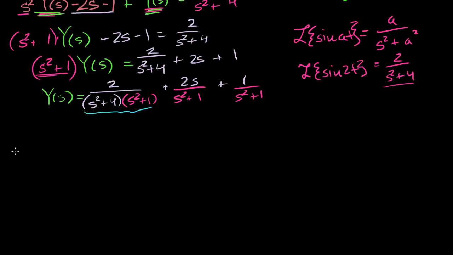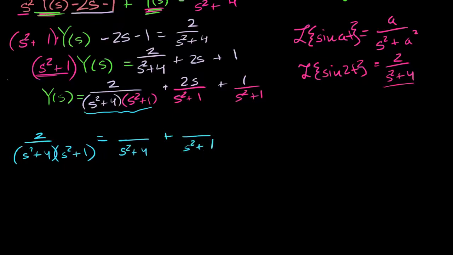So let me write this way. 2 over s squared plus 4 times s squared plus 1. I'm going to break this up into two fractions. This is the partial fraction decomposition. One fraction has s squared plus 4, and the other fraction has s squared plus 1. And since both of these denominators are of degree 2, the numerators are going to be of degree 1. So let me write it this way. This one will be as plus b, and then this one will be cs plus d.